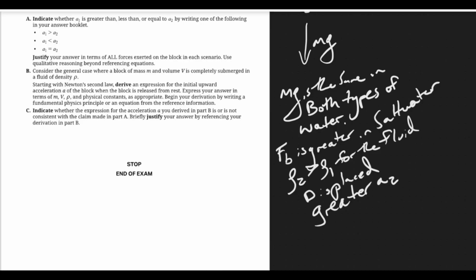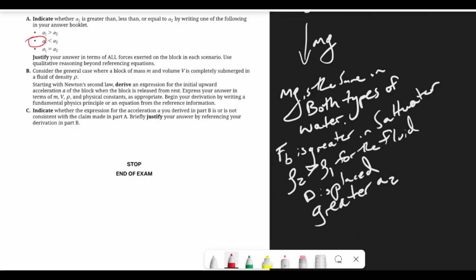So my answer is going to be this one right here: a2 is greater than a1, because the unbalanced force is greater, since the buoyant force is larger. So I described it in words. I didn't really reference the equations. Let's go on to part B.